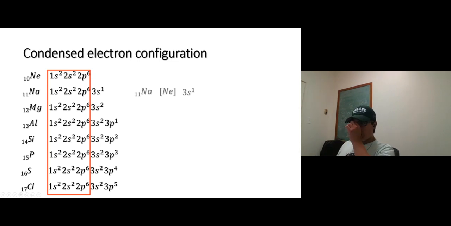So in this case, we can write it as neon in a bracket, right? This stands for 1s2, 2s2, 2p6. It stands for the electron configuration of neon. And then we put only the valence shell outside, 3s1, and that's it. Sodium has the valence electron 3s1, magnesium has the valence electron 3s2, aluminum valence electrons 3s2, 3p1, group 3 valence electrons, right?